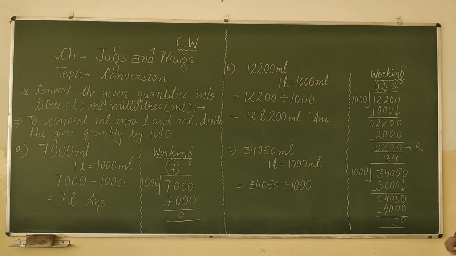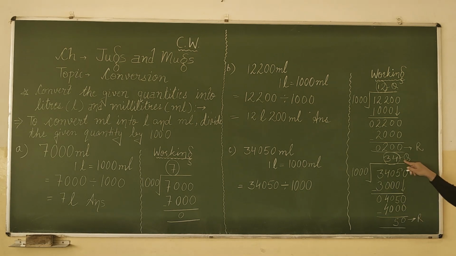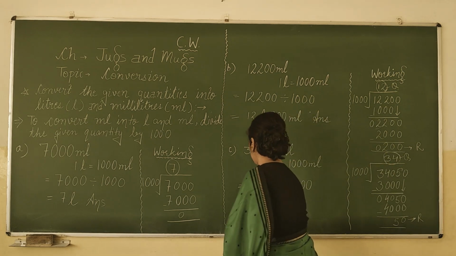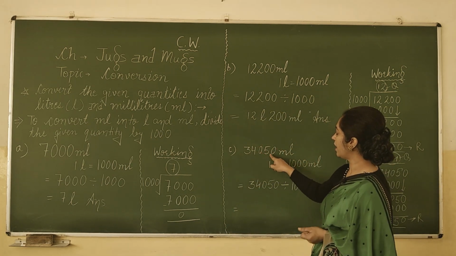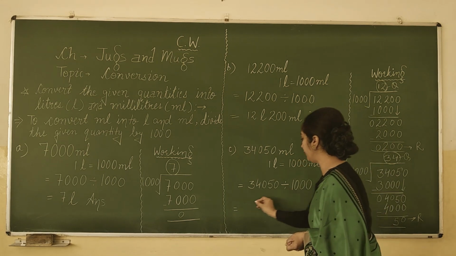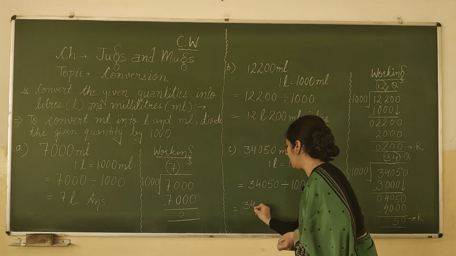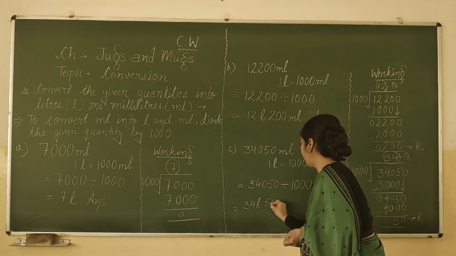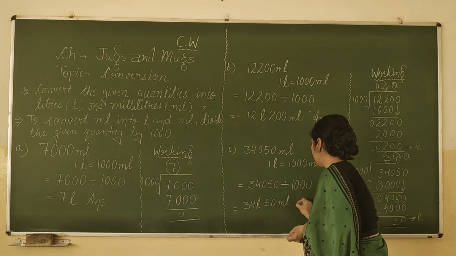So when we divide 34,050 by 1000, we will get 34 as our quotient and 50 as a remainder. This quantity is our liters and this quantity is our milliliters. So when we convert 34,050 milliliters into liters and milliliters, we will get 34 liters and 50 milliliters as an answer.